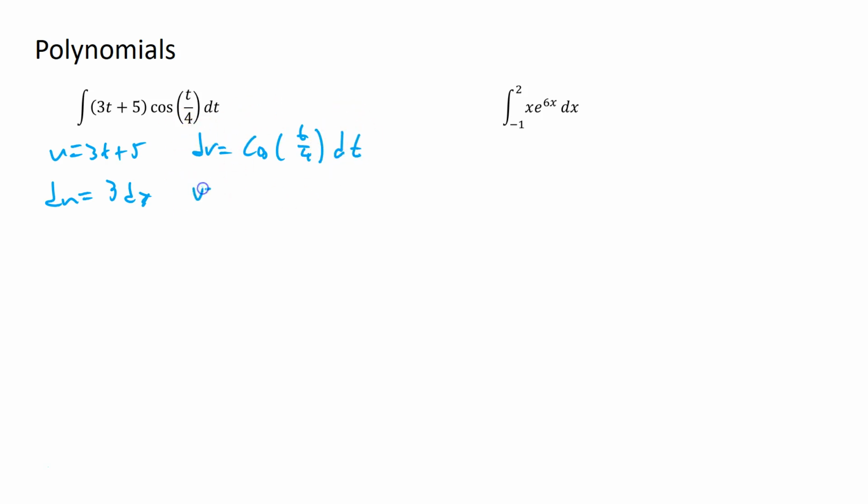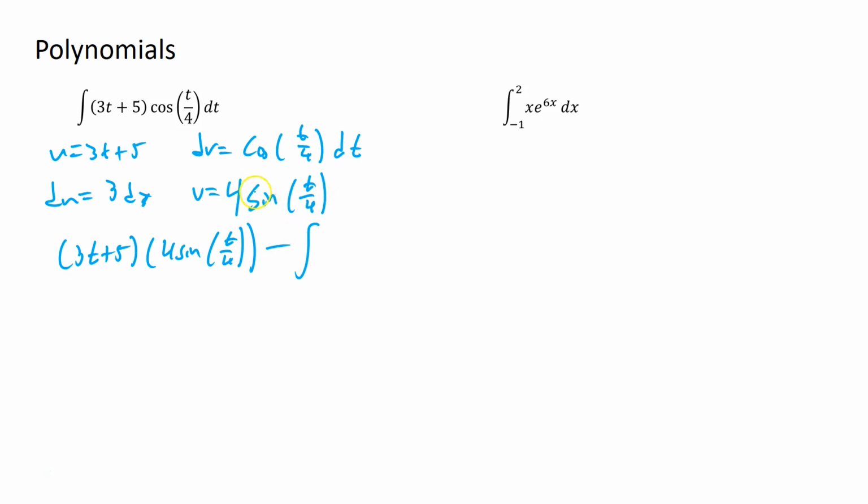Integrate both sides there. We have v is equal to the antiderivative of cosine of t over 4. It's going to be something about sine of t over 4. Then think, if we took the derivative of this, I would have a 1/4 out there. So to cancel that out, I need a 4. Now I put it together. uv, 3t plus 5 times 4 sine of t over 4, minus the integral of v du. So all together, it looks like we're going to have 12 sine of t over 4 dt. It should be a dt, not a dx.